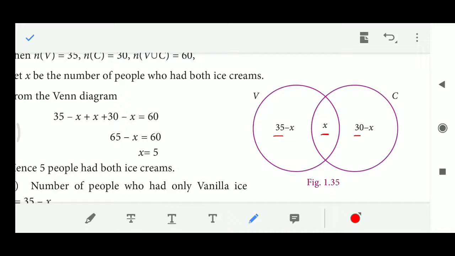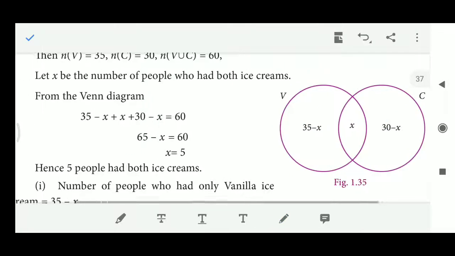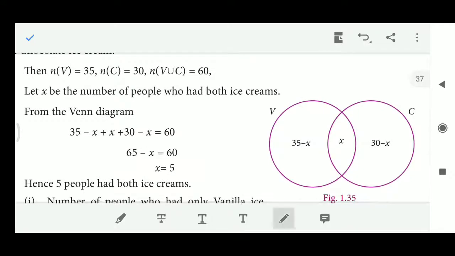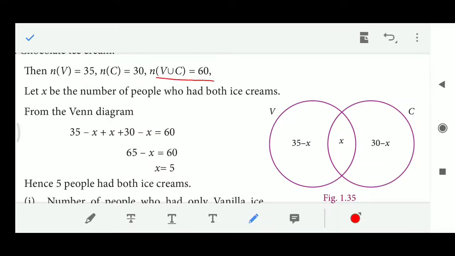We have to place 35 and 30. Then in the intersection part we don't know, so we place x, and then you have to subtract x from both V and C. You will get 35 minus x and 30 minus x. If you add all these three values, the total number of people is 60. Using this you can find the value of x.